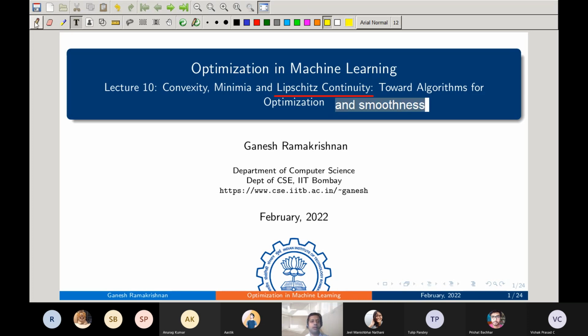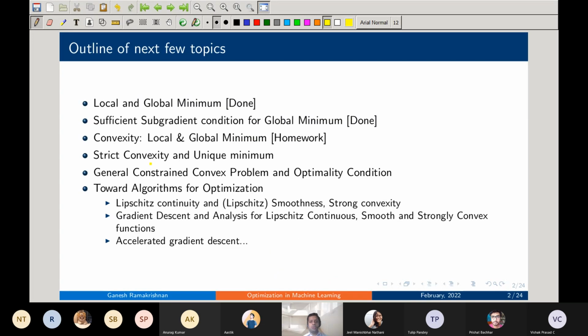Before we move on to algorithms, these are the topics done so far. We talked about some local and global minimum conditions, and largely we talked of sufficiency conditions here. We'll also look at some necessary conditions, but necessary conditions are things that directly follow from your basic discussion on calculus. Sufficiency is what also characterizes convexity, so it's important. Sufficiency is driven by convexity.